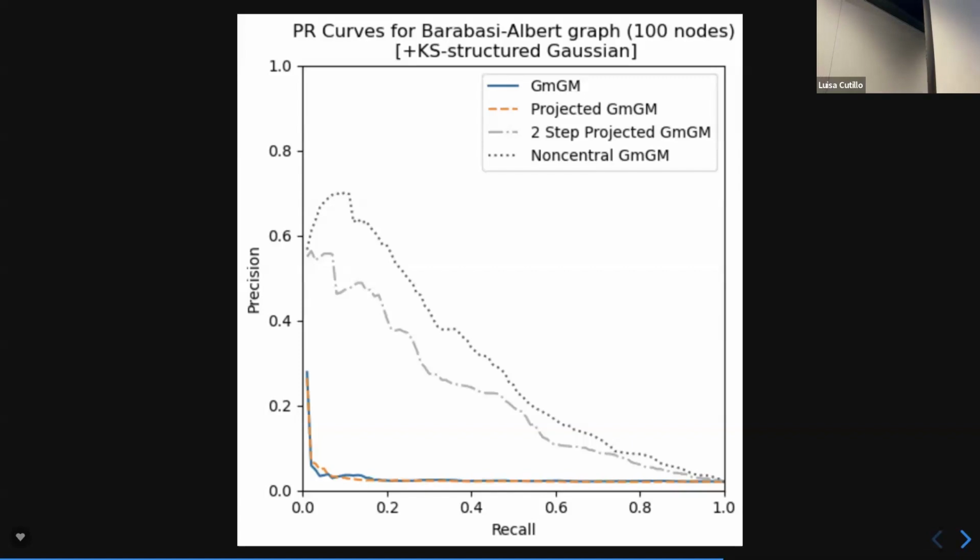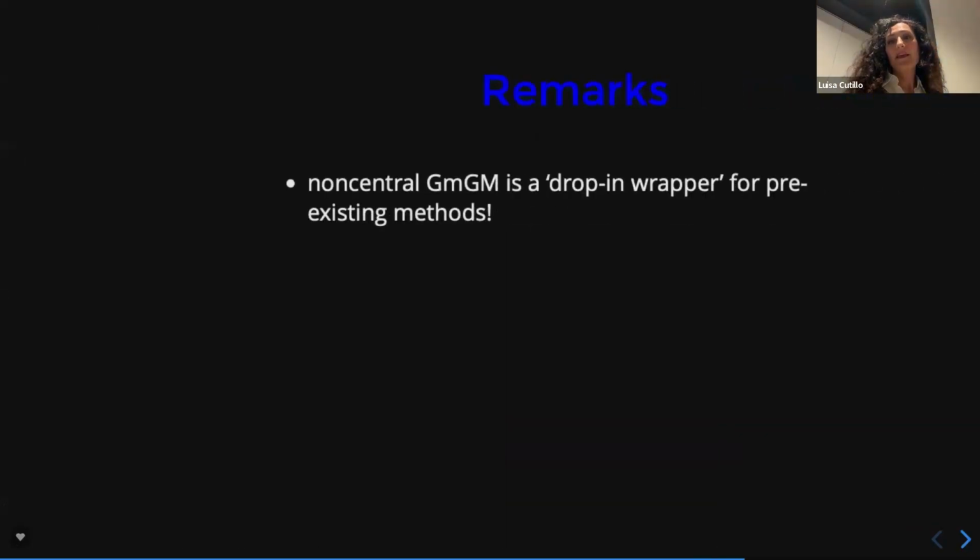Same thing happens with the projected GMGM, where we just have one step of this estimation of the mean. So we estimate the mean once. But as soon as we start this iteration, estimating the mean and the precision matrix, with just two steps, this is how the precision recall curve looks. So it's a big improvement. And this is how it looks at convergence. So this proves that it is actually needed when your data are not centered.